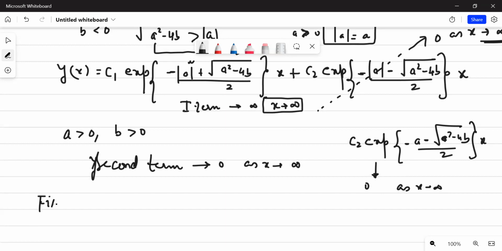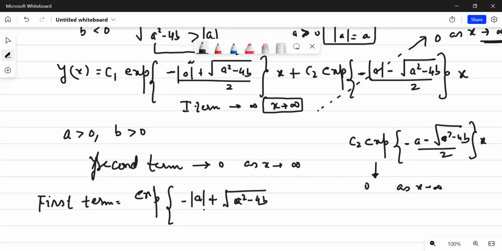So as x tends to infinity, the entire second term would go to 0. What about the first term? The first term is given by exponential of minus modulus of a plus root over a square minus 4b, divided by 2, times x. Now understand, if b is greater than 0, then root over a square minus 4b will certainly be less than root over a square. Because if b is greater than 0, you're subtracting something from a square. So obviously this side will be heavier, that's the right hand side.